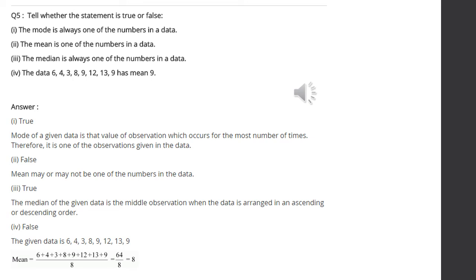Part 4, the data 6, 4, 3, 8, 9, 12, 13, 9 has mean 9. So we have to calculate it, and after calculating, we add and divide by 8, because there are 8 observations. We get 64 by 8, that is equal to 8, and the value for mean given in the question is 9. So it is false.